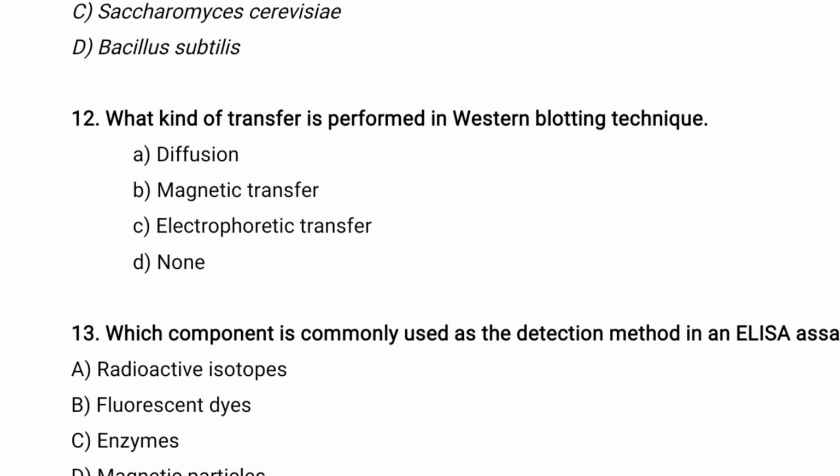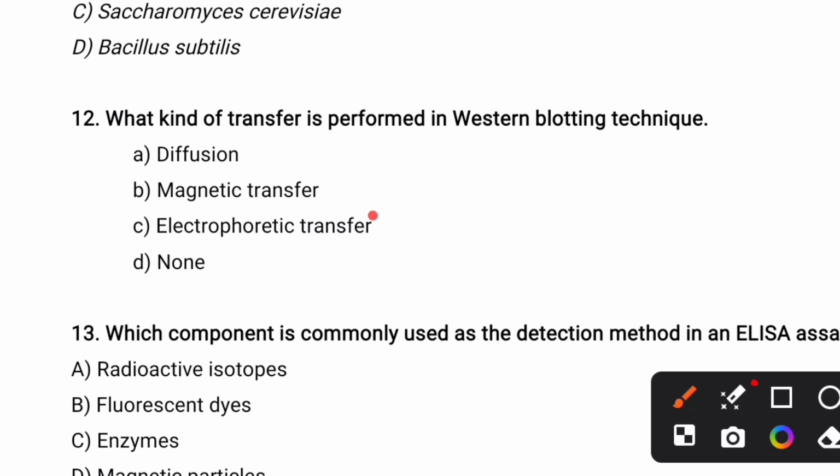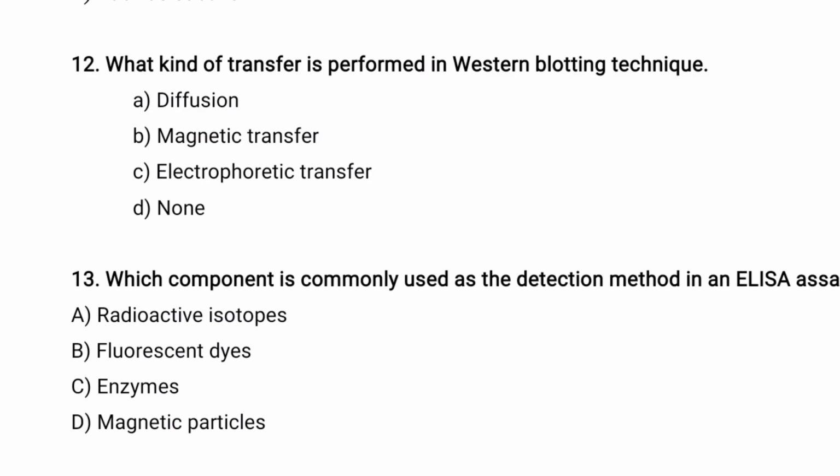What kind of transfer is performed in Western blotting technique? Options are diffusion, magnetic transfer, electrophoretic transfer, none of the above. For this, the correct answer is electrophoretic transfer. In the Western blotting, by using electrophoretic transfer, we can separate the protein fragments. Okay, let's see the next question.